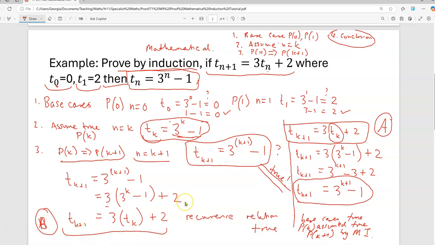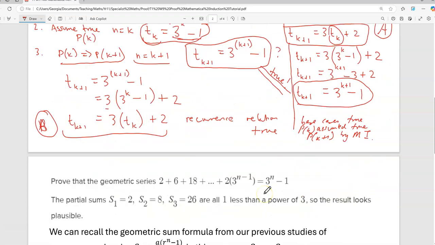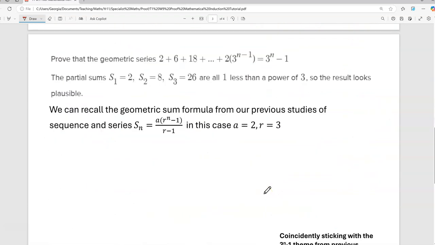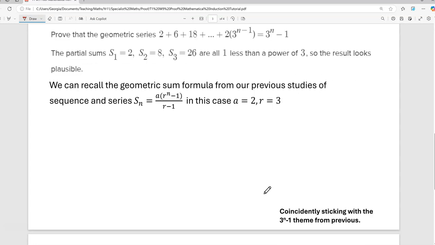Okay, that took a long time, didn't it? And hopefully you were able to follow that. Okay, let's try it on another one here. This one's going to be slightly harder, I think. So this one is, we've got a geometric series this time. So this one, you can see it's a geometric series.